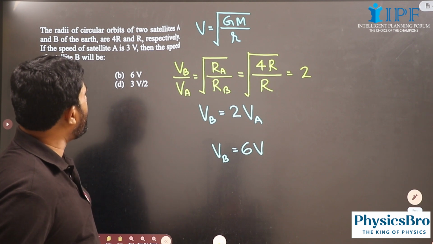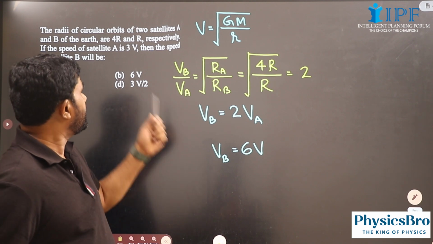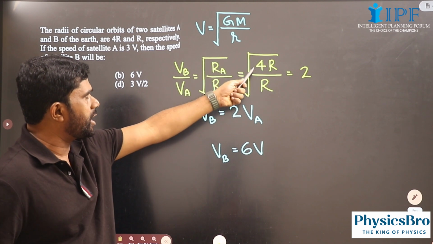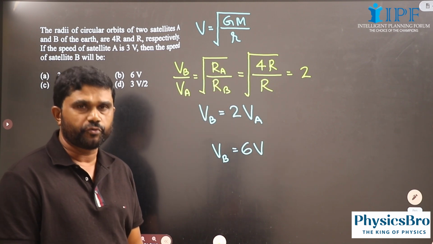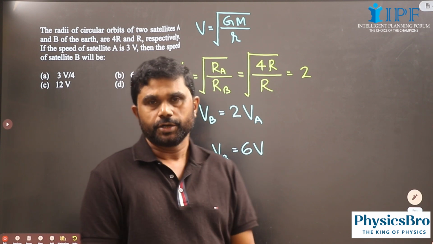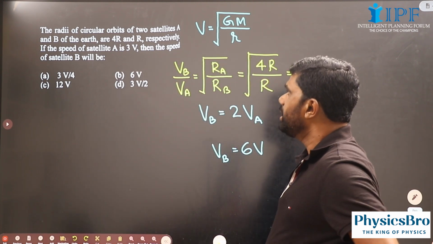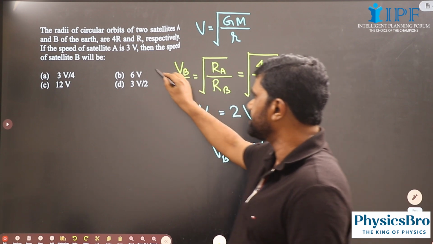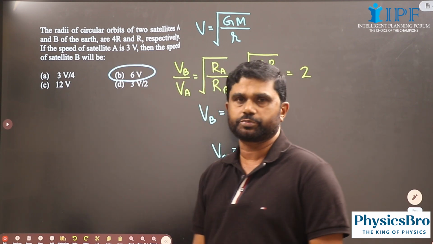The orbital radius of the first satellite is 4R and the second is R. So root 4, and it is equal to 2. So Vb will be 2Va, and Va is given as 3v. So 2 into 3v, that will be 6v. This is the correct option.